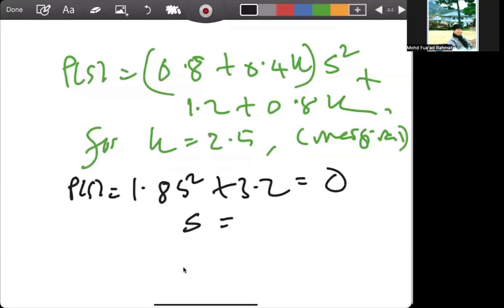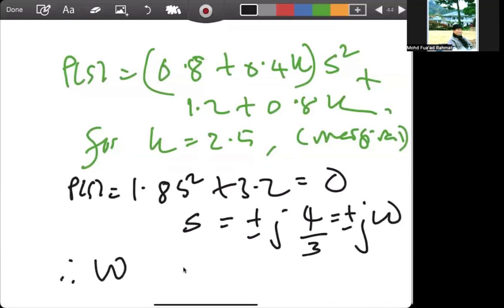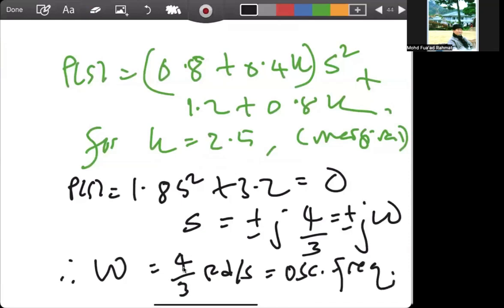Then S will be plus minus j 4 over 3. And this is plus minus j omega. Okay, so the omega will be 4 over 3 radian per second, the oscillation frequency. Okay, which will give you something like this. The response is marginal and oscillates without growing to infinity.